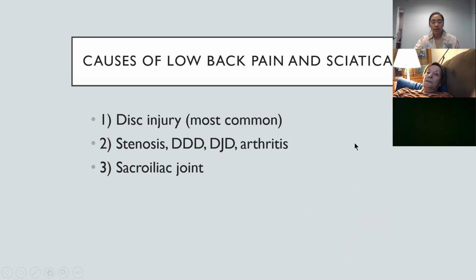All right. So some of the main causes of back pain and sciatica. These are the three most common ones, with disc injuries being the most common. Another one is called stenosis, or any arthritic changes in the back, and what we call the sacroiliac joint. There are also other forms of low back pain, but these are the ones we're going to be focusing on the most today. Let me know if you guys have any questions along the way as well, okay?